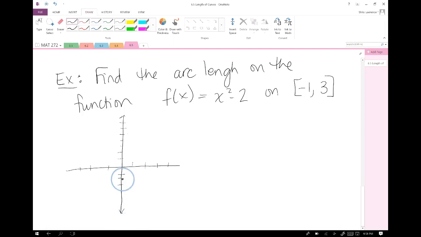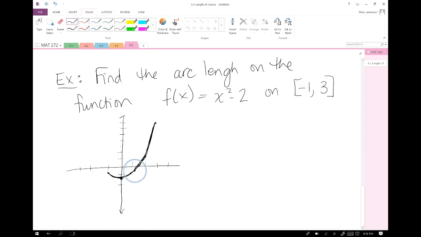So x squared minus 2 is just a parabola with its vertex at (0, -2). It also goes through the points (-1, -1) and (1, -1), (2, 2), and then (3, 7). So I'm just drawing the piece that we need. And I missed most of my points, but you get the idea.